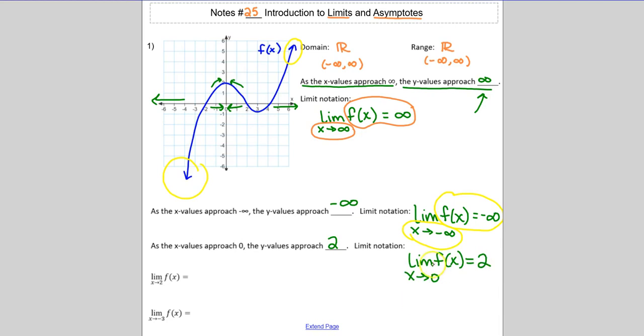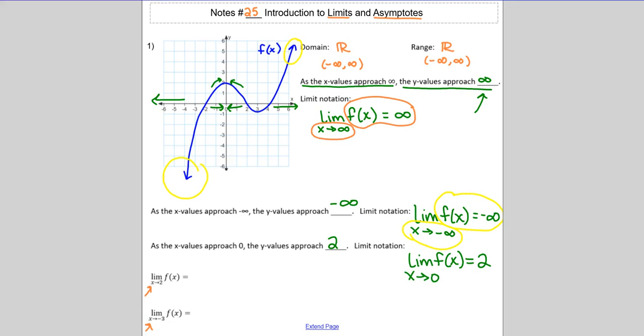So say that with me. The limit of f of x as x approaches 0 is 2. Very good. Okay, notice for the next couple of parts, I've taken out the words and just written the limit notation. So the next one says the limit of f of x as x approaches 2.